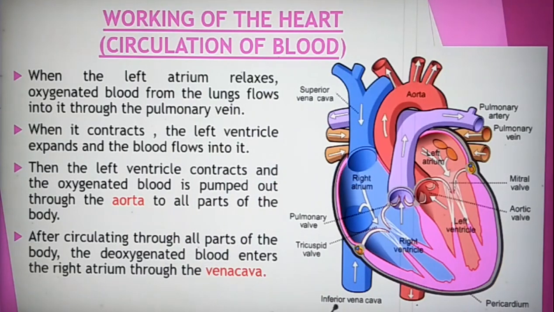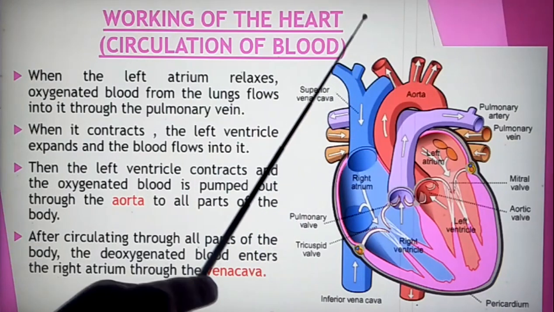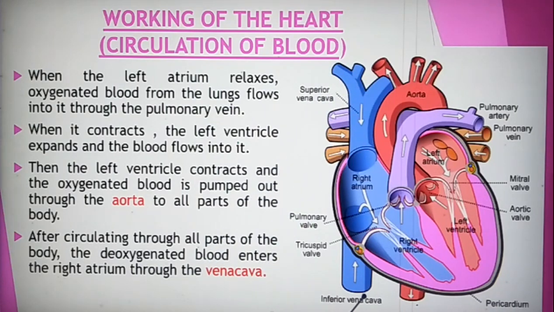So two vena cavas are there. The superior vena cava, another one is the inferior vena cava. The superior vena cava collects the blood from the topmost part of the body, or uppermost part of the body, and the inferior vena cava collects blood from the lowermost part of the body. See here, and from these two areas the blood enters into the right atrium.